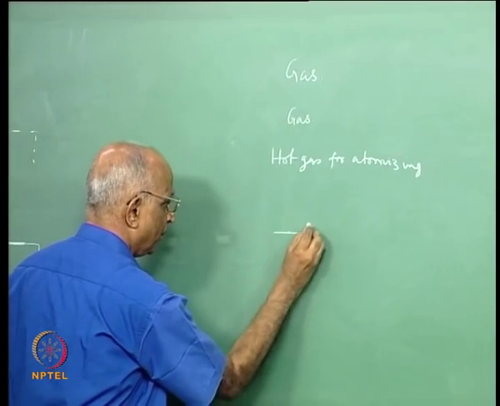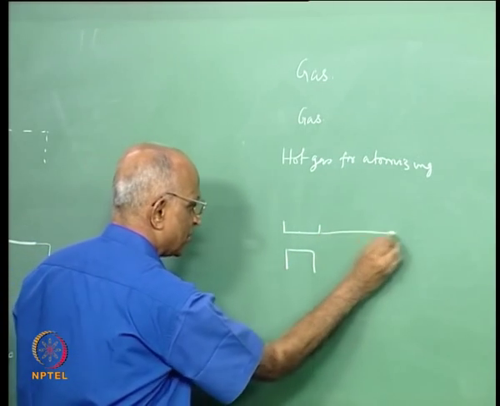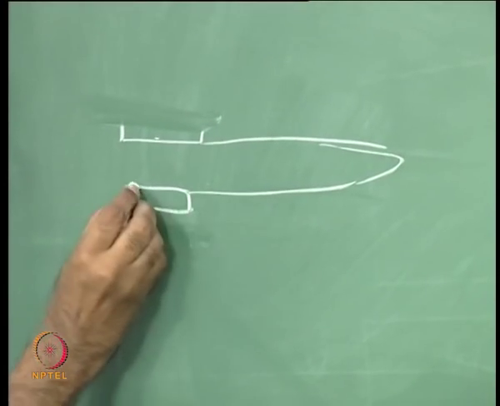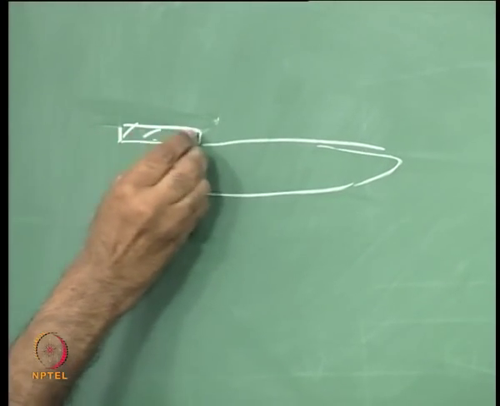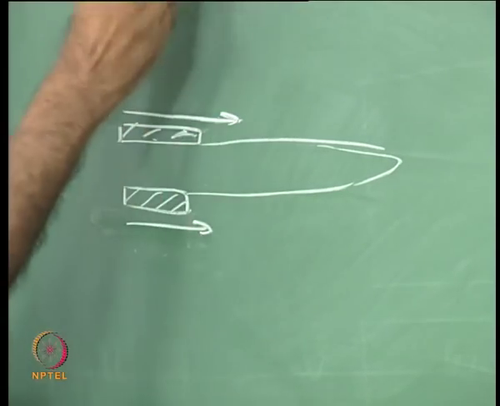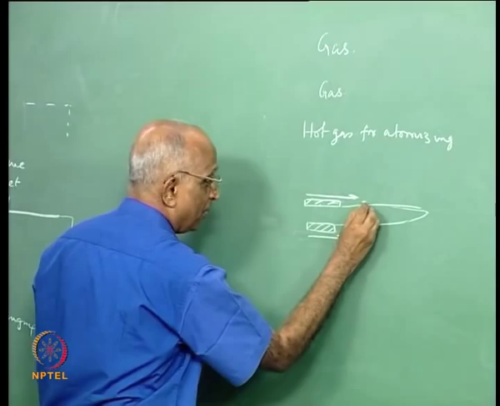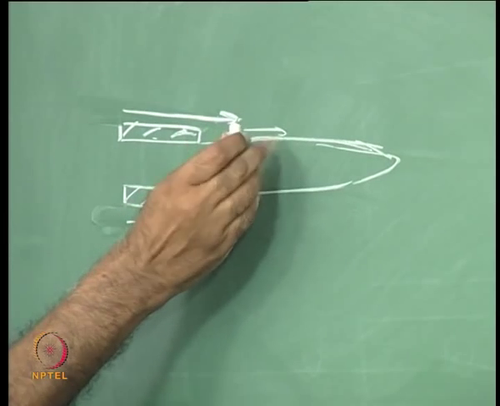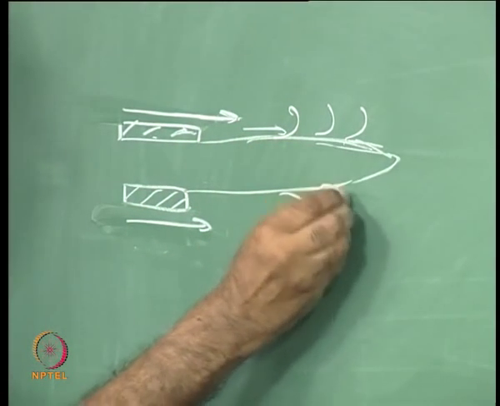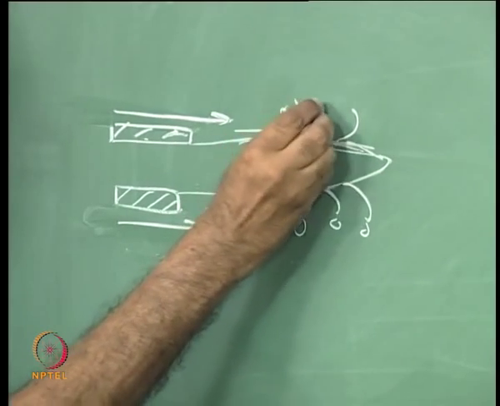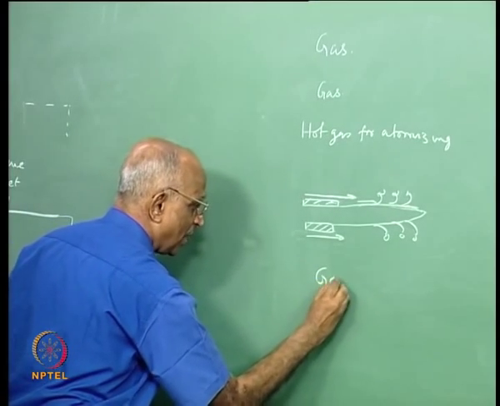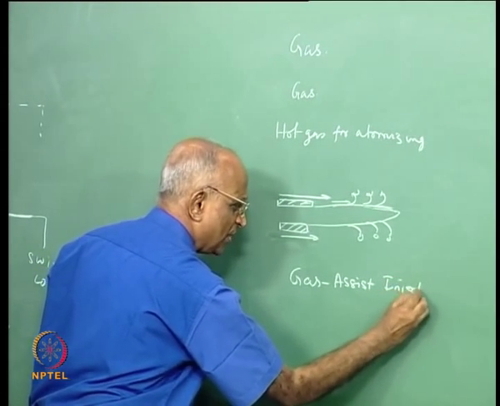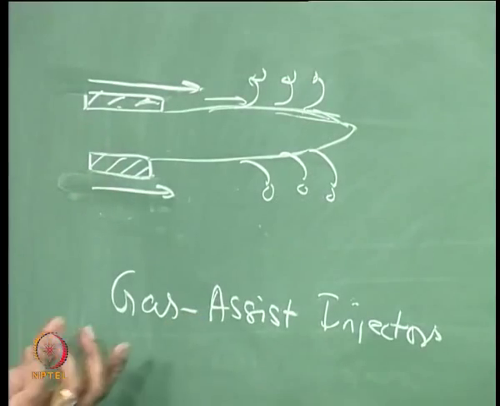Now, let us make an orifice. I have the liquid jet which is coming like this, maybe it is coming over here. Maybe what I do is, on the outside of this, this is the metal portion. I allow the hydrogen jet or the gas from the turbine to come. I force the hot gas over the liquid surface, and when I force gas over liquid surface, it picks up the droplets because of the shear, and I get droplets coming over here. These injectors are known as gas assist injectors, because you use a gas for atomization.